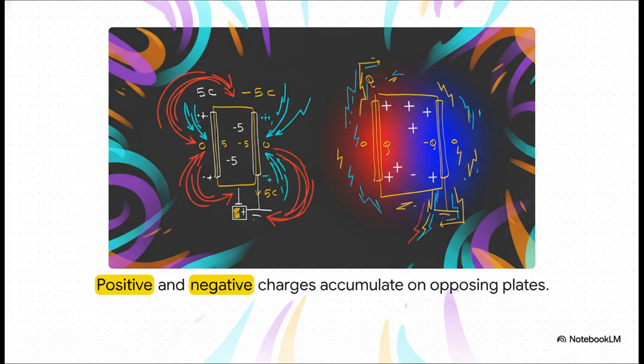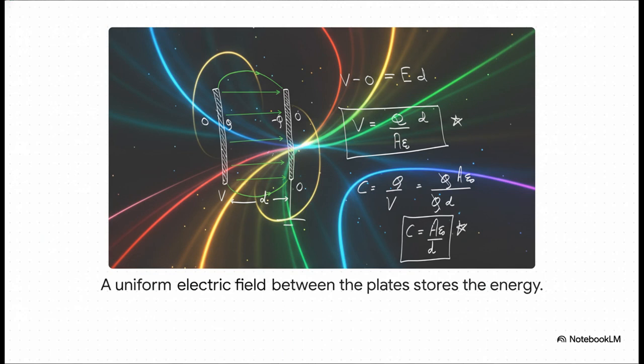Now, when you hook these plates up to something like a battery, something cool happens. The battery starts pulling electrons off one plate, leaving it with a positive charge, and it pumps those same electrons onto the other plate, giving it an equal and opposite negative charge. This separation of charge, this tension, it creates this neat, uniform electric field in the gap between the plates. You can see it represented by the arrows here. And that field is where the magic is. It's not really the metal plates that store the energy, it's this electric field that holds it, all coiled up and ready to be unleashed.